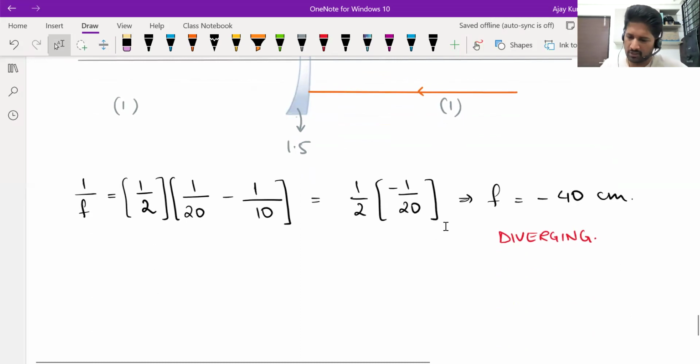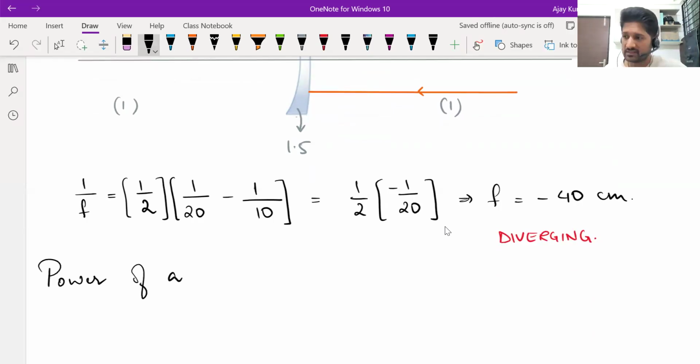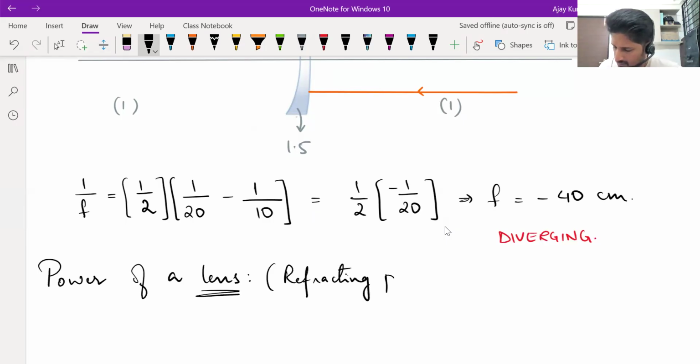And you all must be aware of something called power of a lens. Let us discuss that also. This is not the mechanical power, energy transferred per unit time or work done per unit time. Power of a lens is nothing but its optical power or the refracting power. Basically, the ability of a lens to bend light. If a lens bends light very sharply, then its refracting power will be high. If a lens doesn't bend light that much, then its refracting power is less. So it's the ability of a lens to bend light.